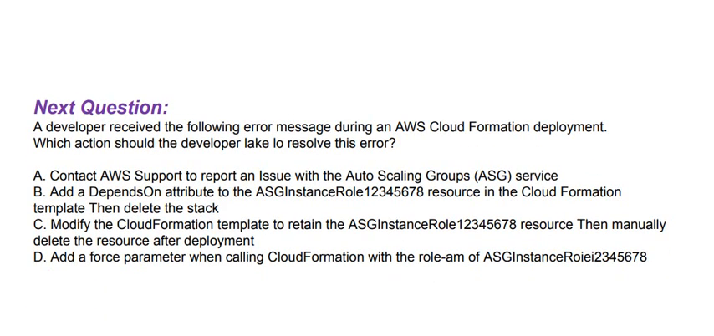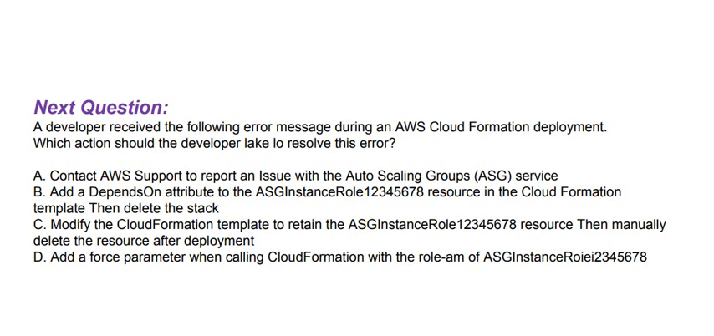Next question is: a developer receives the following error message during an AWS CloudFormation deployment. Which action should the developer take to resolve this error? Option A. Contact AWS Support to report an issue with the Auto Scaling group service.